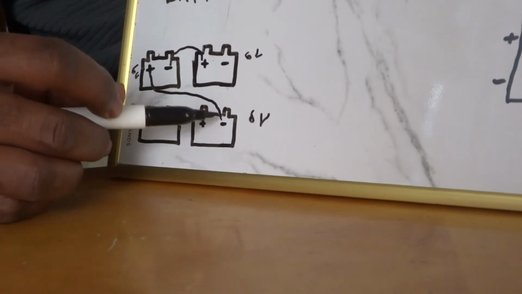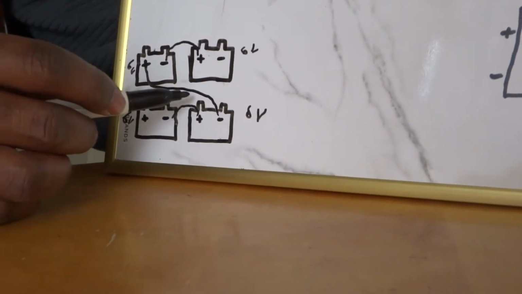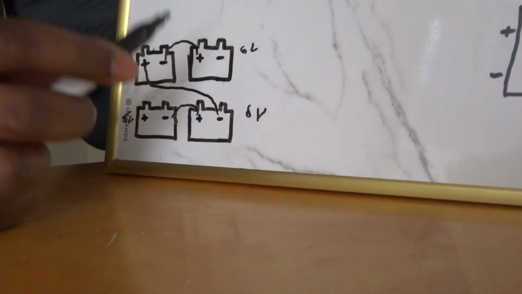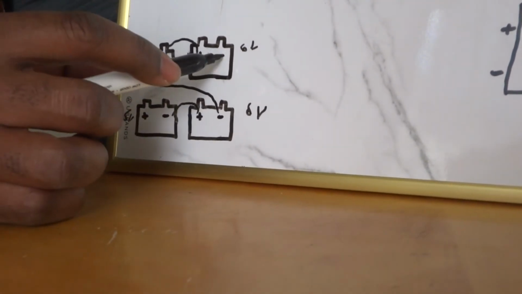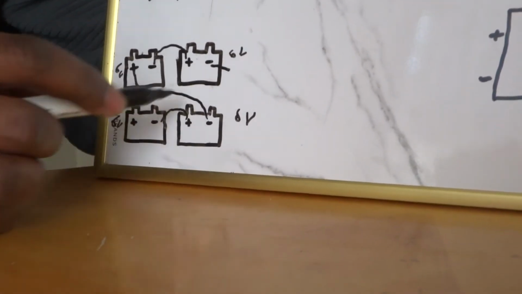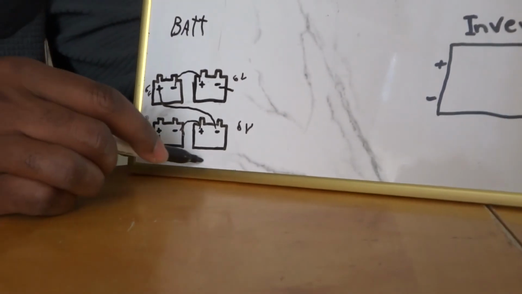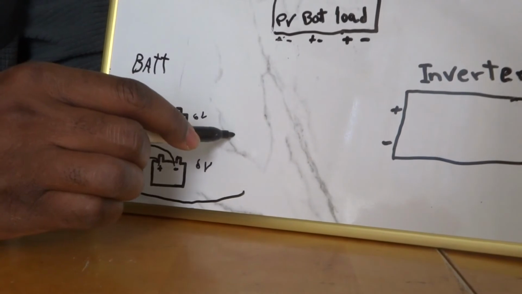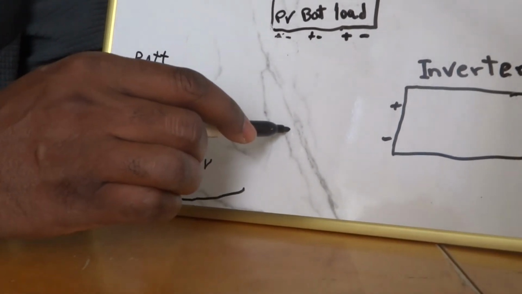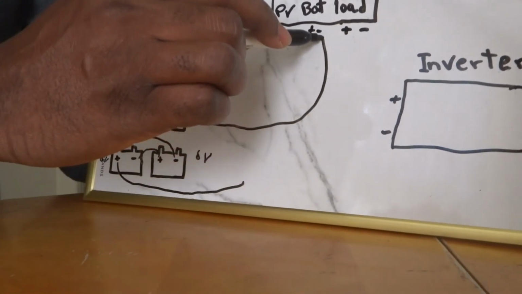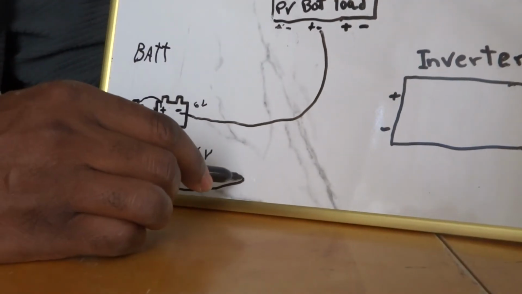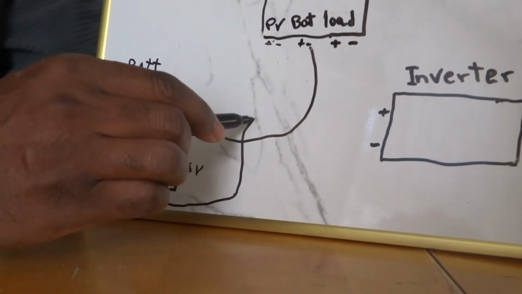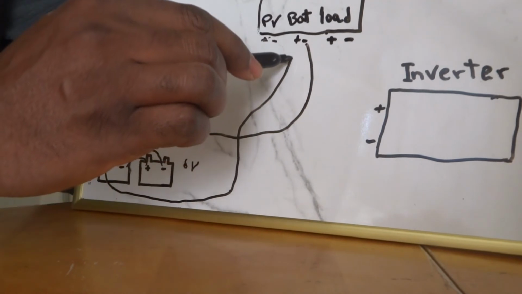So we're going to have one big battery, 24 volts, and then we're going to use this negative here, and this positive here, to go to the charge controller. Very important: you use the negative, go to the battery's negative, boom, and then the positive here, stay in a straight line, goes to the positive.